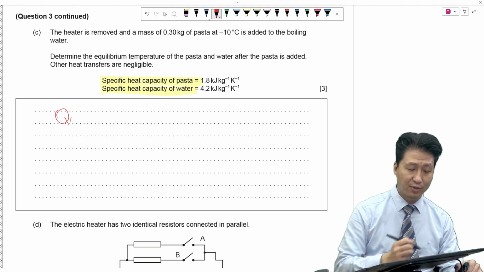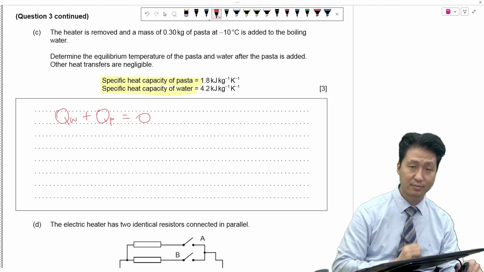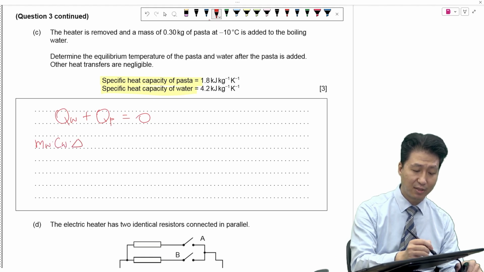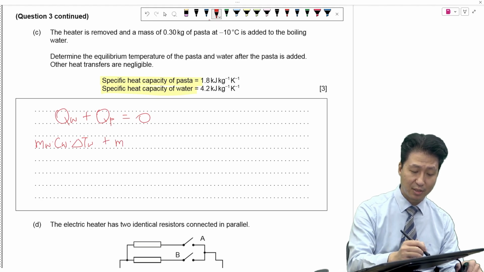The heat transferred to the water plus the heat transferred to the pasta should add up to 0. That would be the mass of the water times the specific heat capacity of the water times the change of temperature of the water, plus the mass of the pasta times the heat capacity of the pasta times the change in temperature of the pasta.